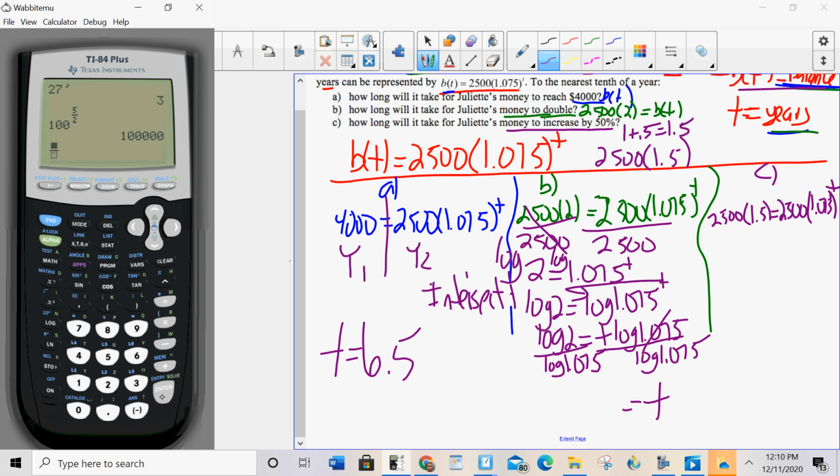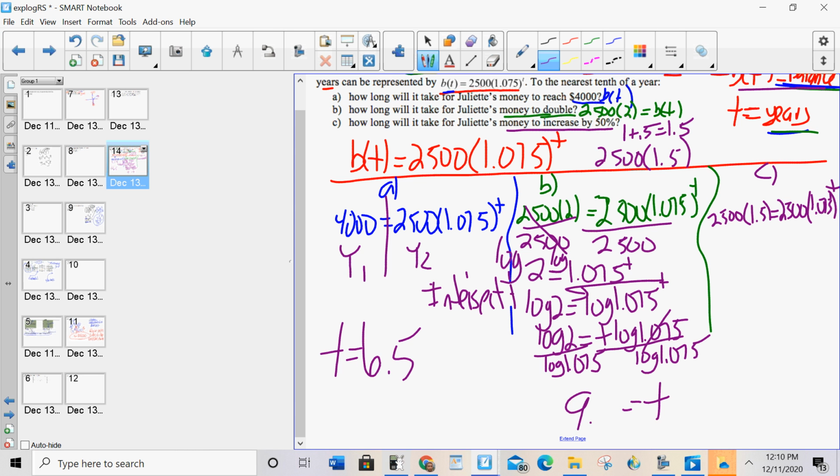Alpha y equals enter, log 2 over log 1.075. To the nearest tenth, 9.6. You could have done it with y1, y2 intersect, and you would have gotten the same thing.